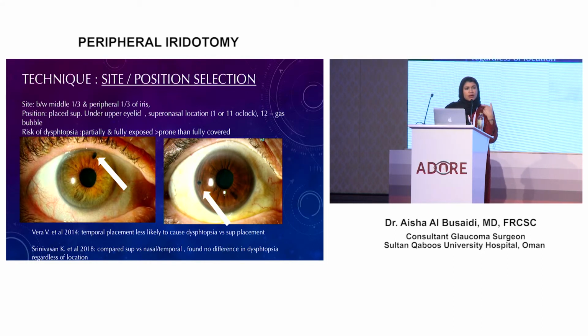But there are two prospective randomized controlled trials done recently. Vera et al. in 2014 looked at temporal versus superior placement, and found that temporal placement is less likely to cause dysphotopsia than superior placement. However, Srinivasan and colleagues in 2018 compared superior versus nasal versus temporal, and found no difference in dysphotopsia regardless of location. I tend to avoid the lid margin at all costs. I usually like to go either nasal or temporal, but I think the superior approach is a bit difficult to access, in my opinion.